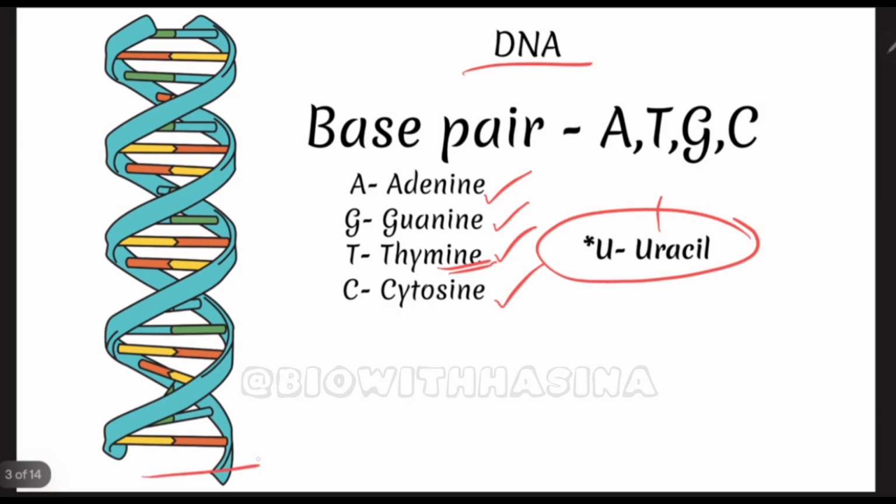So this is our DNA. In DNA, this is your 3' end, and this is your 5' end. This is your 5' end, and this is your 3' end. As the strands are running opposite, like one strand is 3 to 5 and the other is 5 to 3, because of this nature we call DNA anti-parallel in nature. And these are your base pairs: adenine, guanine, thymine, and cytosine.